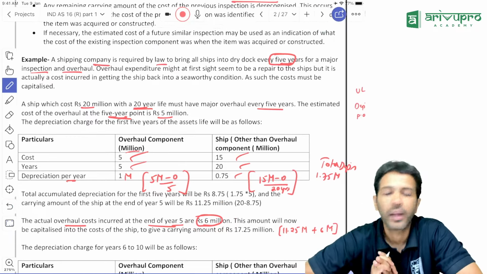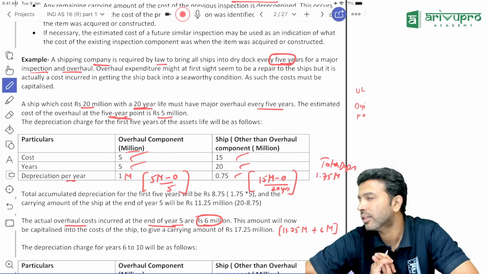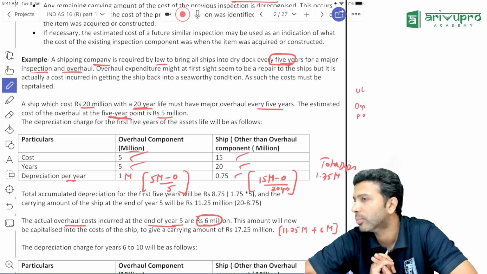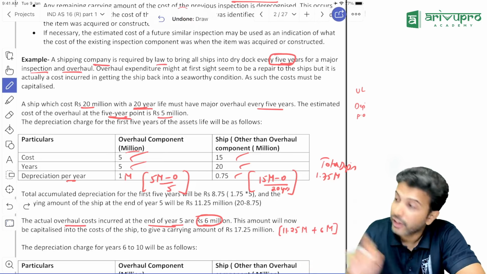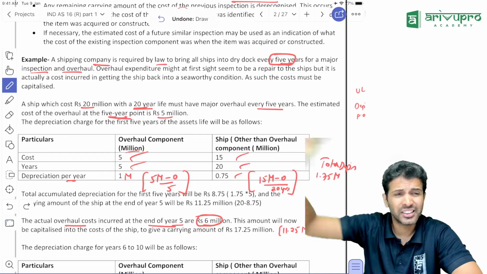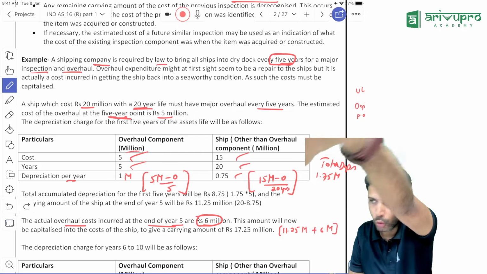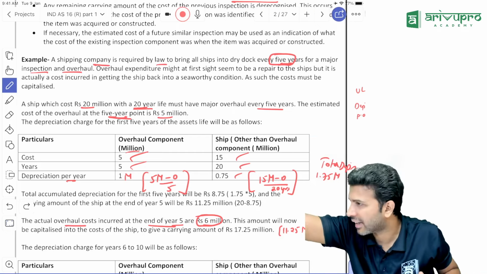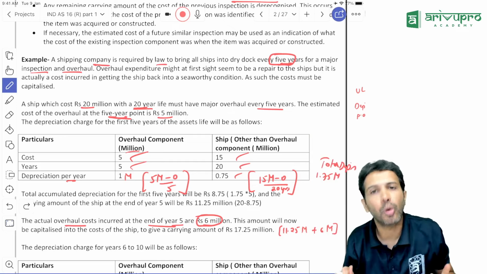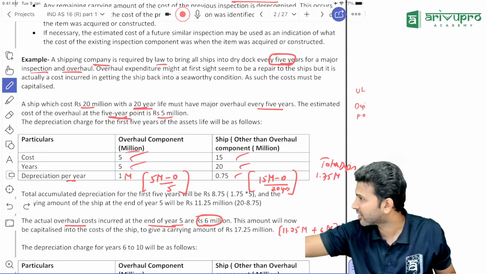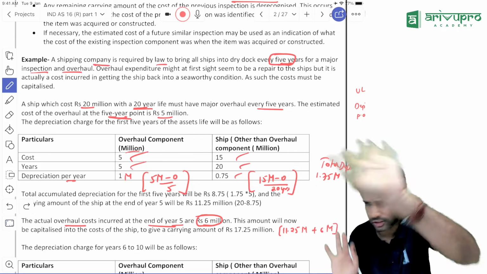Okay, now what do you have to do? You guide me here. First, tell me the concept and then the numbers. These are new inspection charges. This is the same as a replacement concept. So what do you have to do? The new inspection charges you will capitalize. The carrying amount of the old inspection charges, if at all it is remaining, you need to derecognize. These are the two things you have to do.